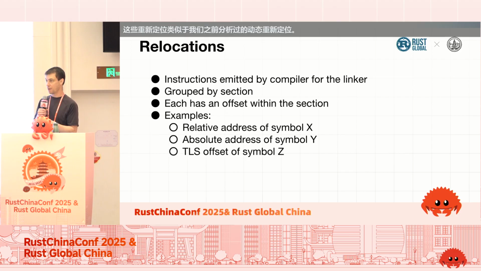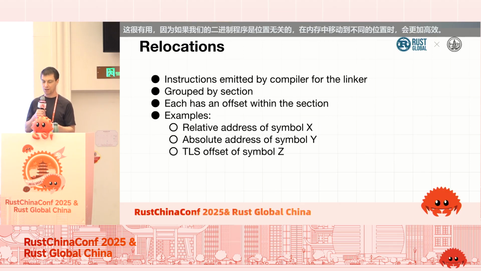Again, there's a number of different types, a lot more than I show here. So we have relative relocations. This is where we have a symbol. Suppose we've got an executable and we've got a symbol X, and we've got a reference to symbol X also in the executable. A relative relocation will subtract one address from the other. This is useful because if our binary is position independent, as the binary moves to different locations in memory, that relative offset doesn't change, which means relative relocations are quite friendly to position independent binaries.